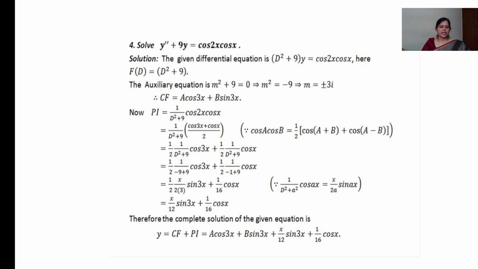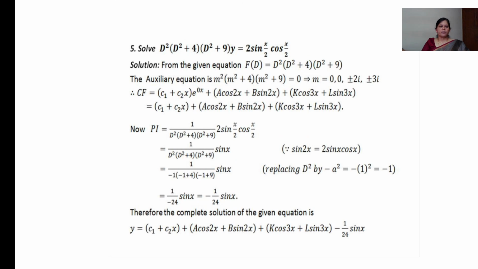Therefore the complete solution of the given equation is y = CF + PI, that is y = a cos 3x + b sin 3x + x/12 sin 3x + 1/16 cos x. So this is our solution for the given differential equation.